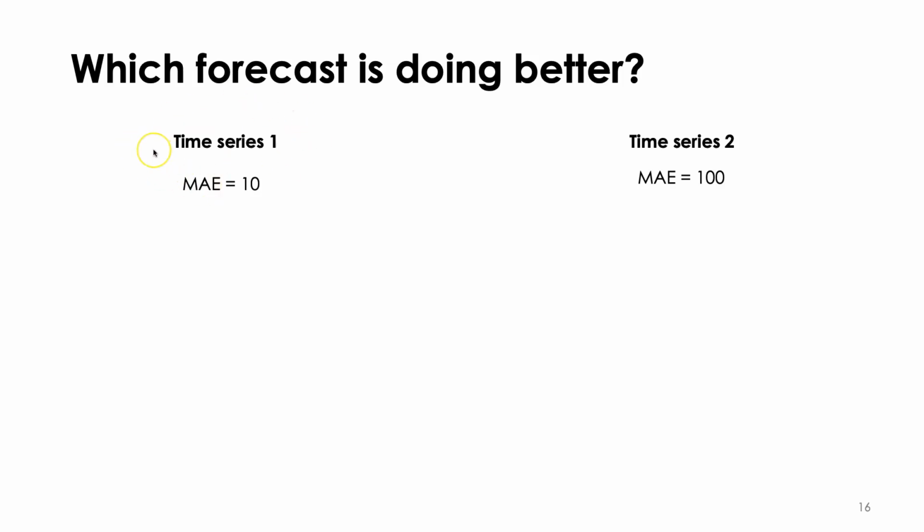Let's look at another example. Imagine we have two time series, 1 and 2. The mean absolute error of time series 1 is 10. The mean absolute error of time series 2 is 100. Are we more accurate on time series 1 or 2? Naively, we might pick time series 1 just because we have a lower mean absolute error.